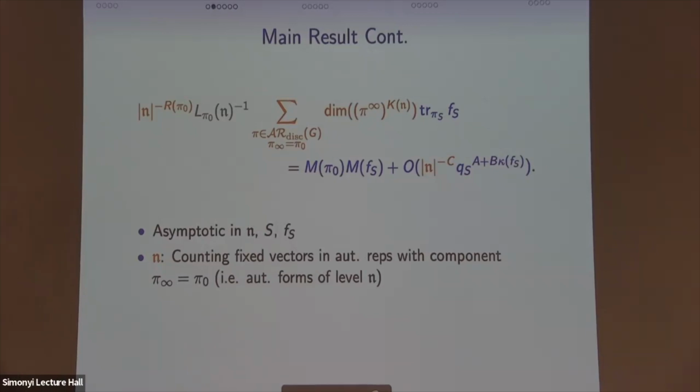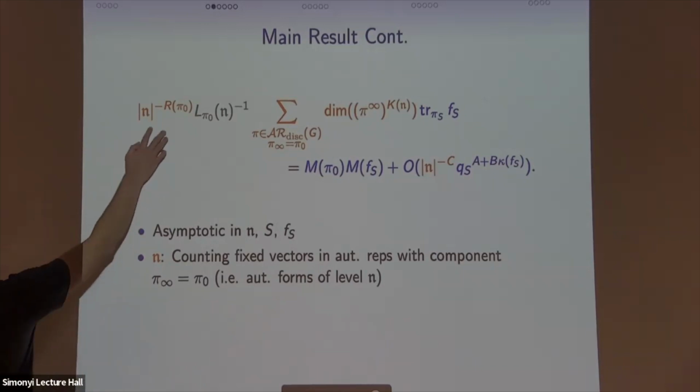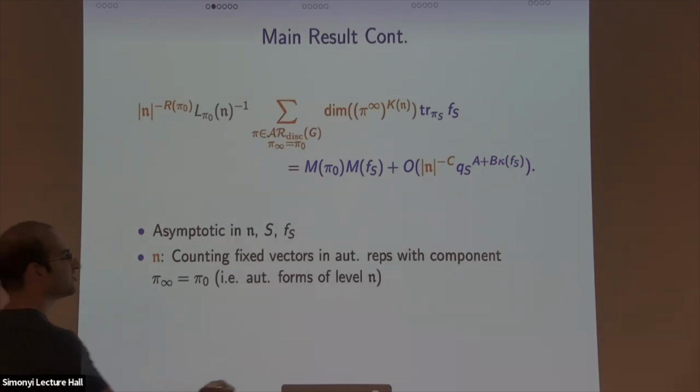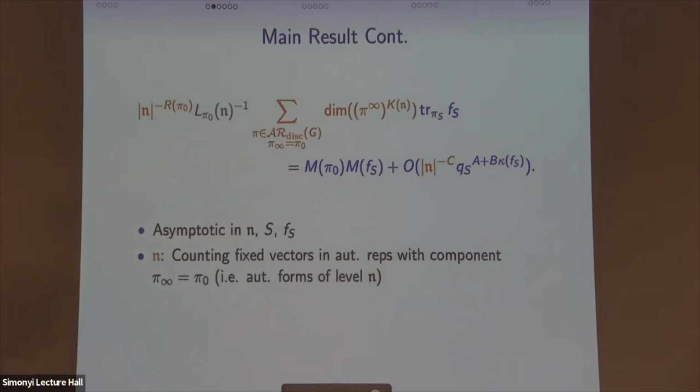So that's like counting automorphic forms. We're giving a count of automorphic forms of level n. And this is telling you what the asymptotics are in the count of automorphic forms. So the main term is going to grow like n to whatever this r is times whatever this constant is, and for the error term, there's going to be some kind of power saving.